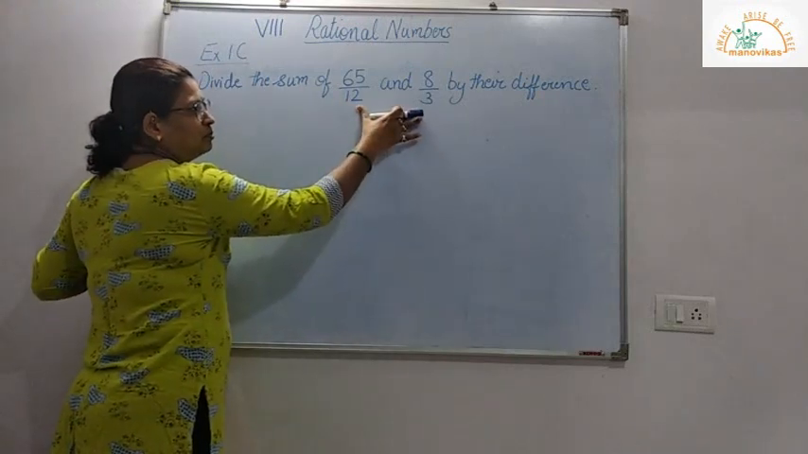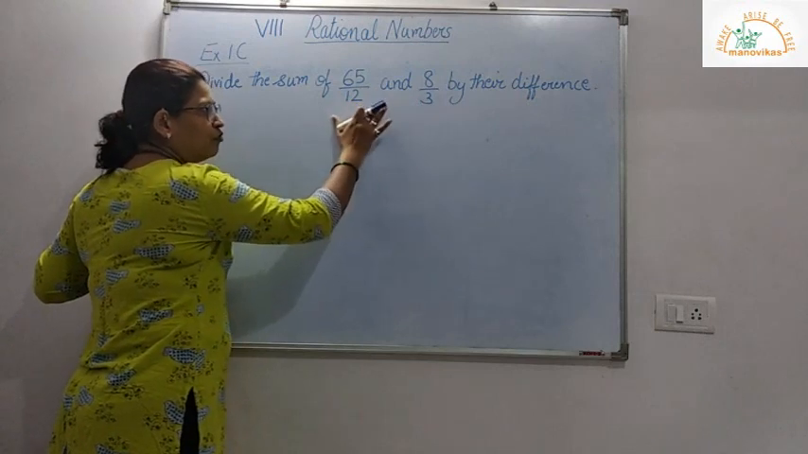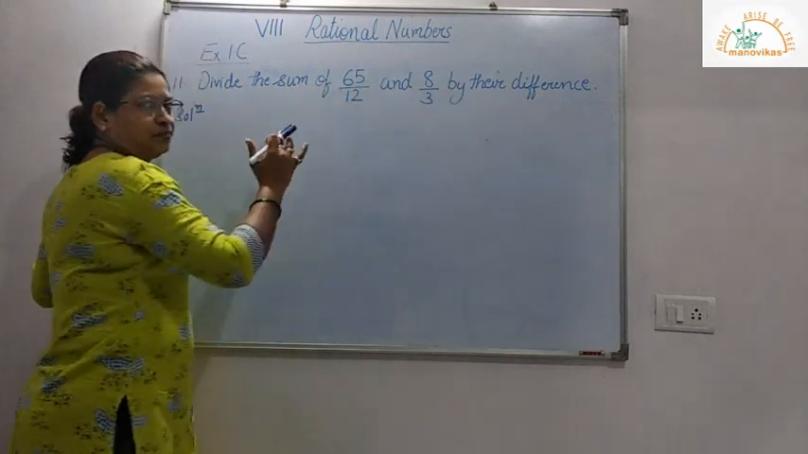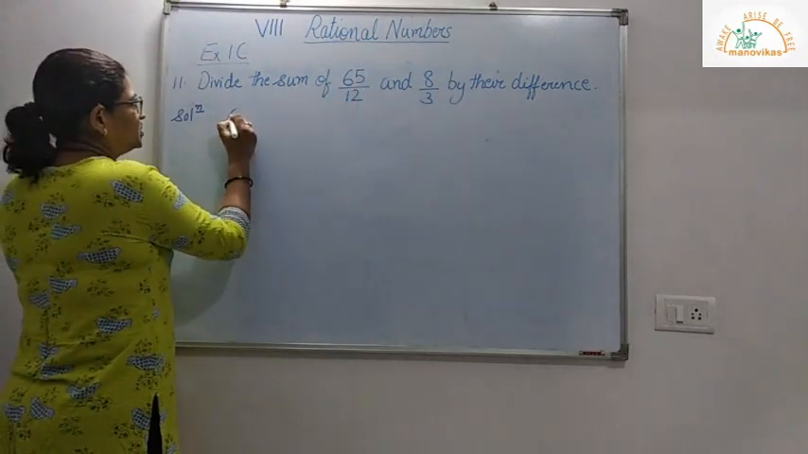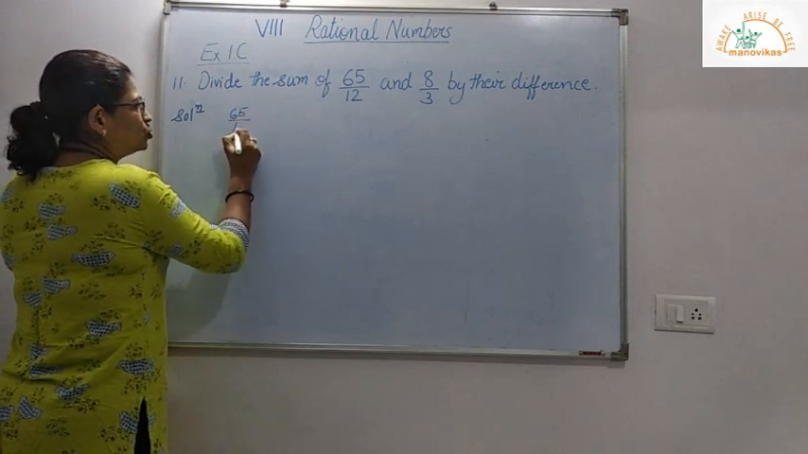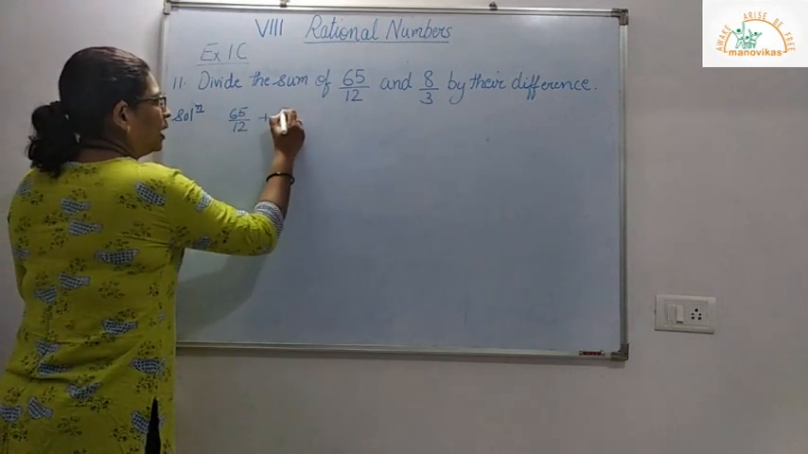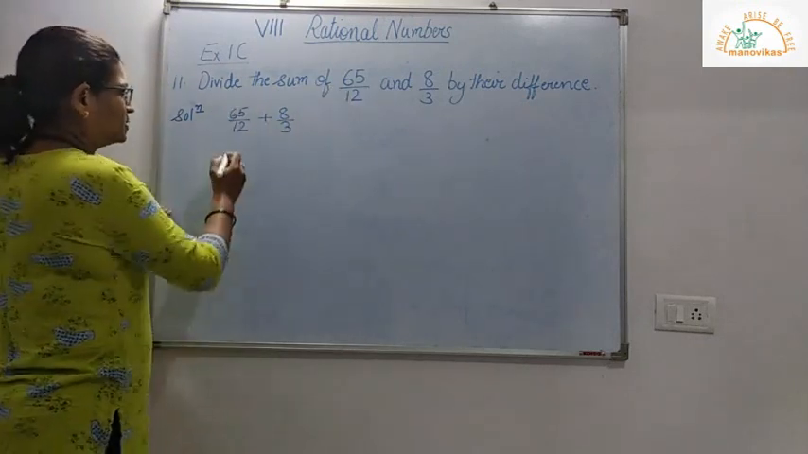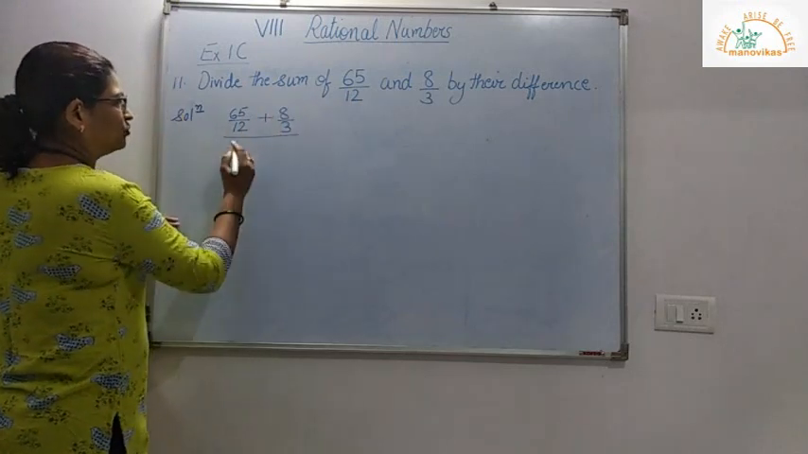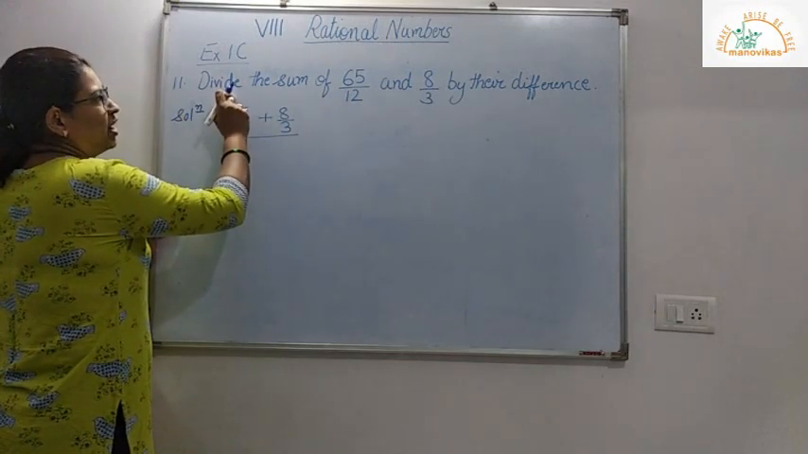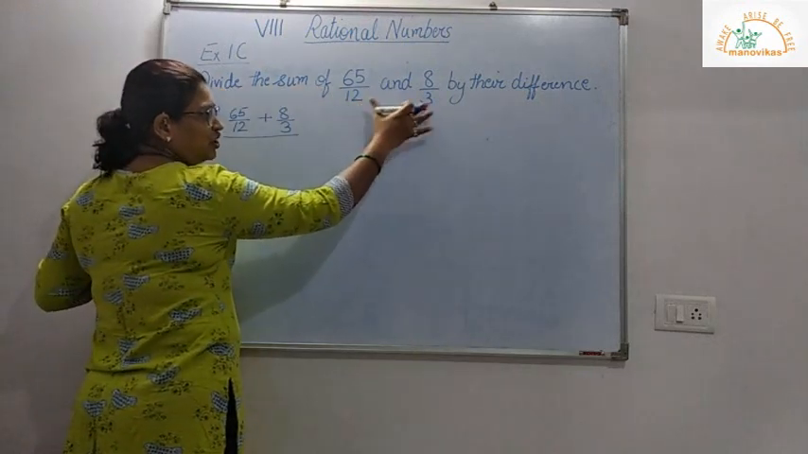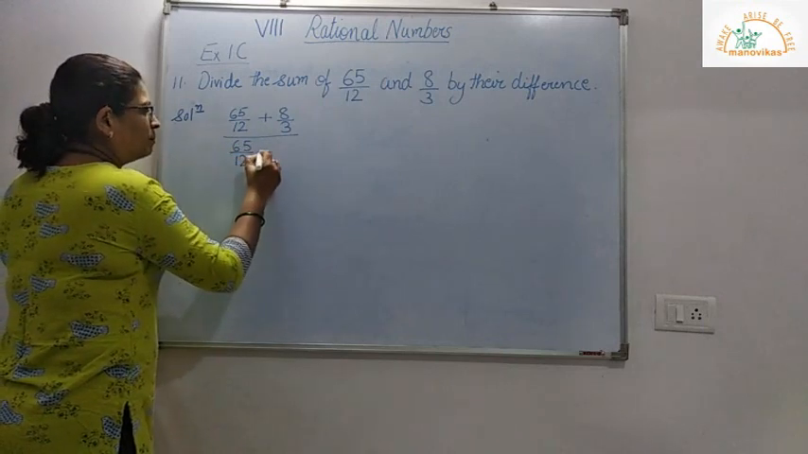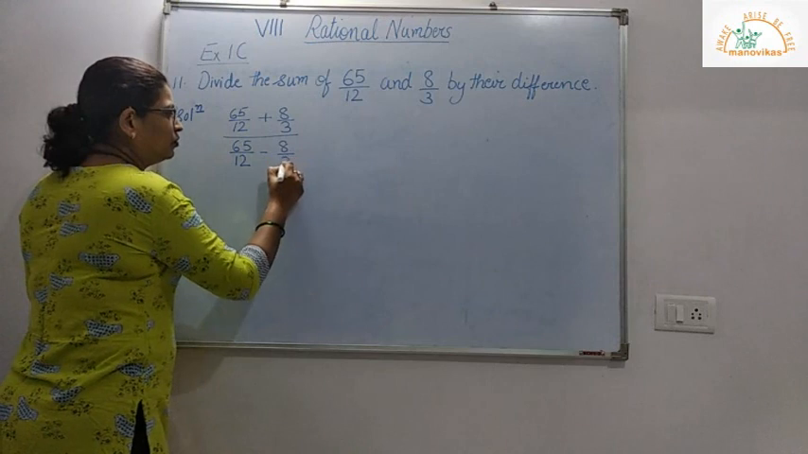We have these two rational numbers, so first we have to find the sum of both the rational numbers, and again we have to divide that with their difference. So here now 65 upon 12 plus 8 upon 3. Now this is the sum of the given rational numbers, and I take the difference of the given rational numbers. So divide the sum of the given rational numbers by their difference. So 65 upon 12 minus 8 upon 3.